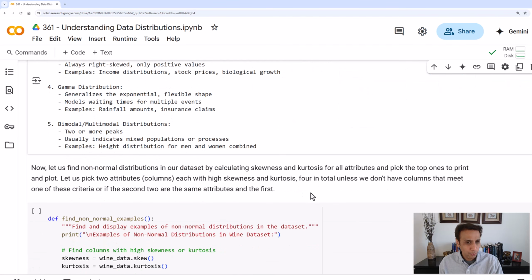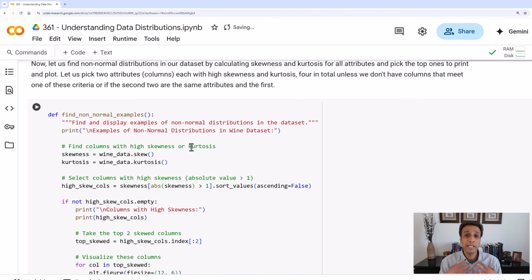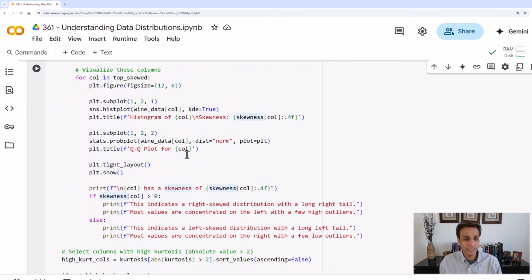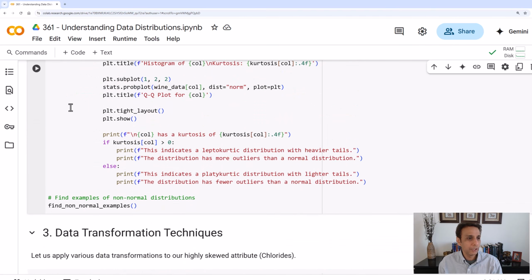Okay, now that you know what non-normal distributions typically look like, let's go ahead and find some non-normal examples in our data. How do we find non-normal examples? It's pretty straightforward. You calculate skewness, you calculate kurtosis, and you set some limits, or in my case, I'm basically saying, just print them in descending order and show me the top two. So first the top two skewness, then the top two kurtosis. I just want to see what those metrics are, and that's what this part of the code is doing. It's calculating this for all attributes and giving me the top two attributes. Let's go ahead and run it.